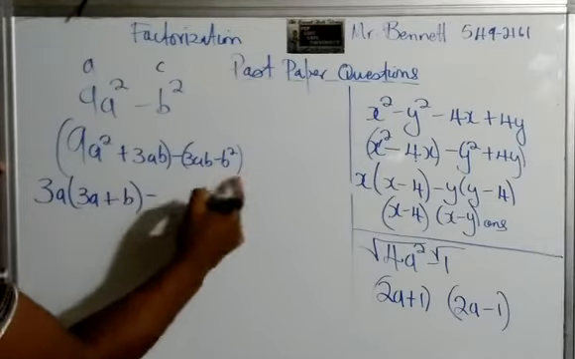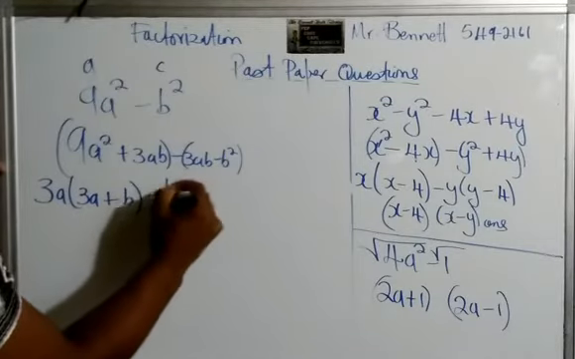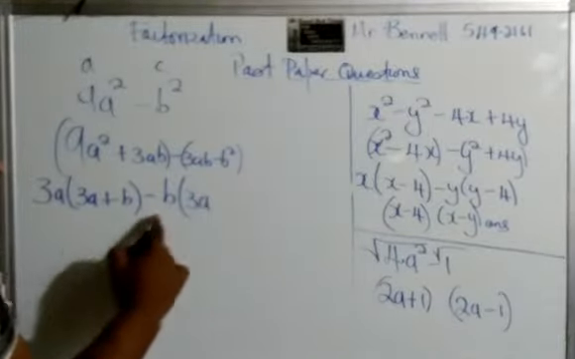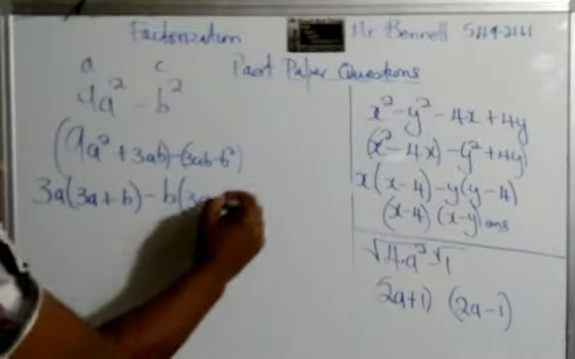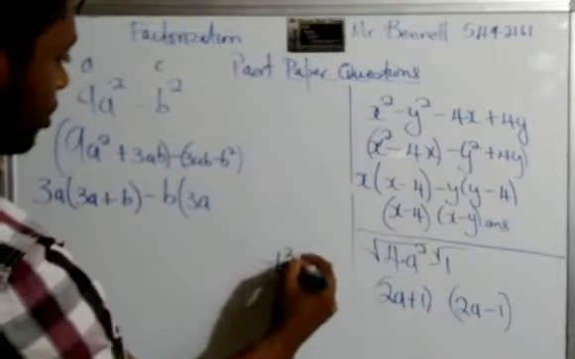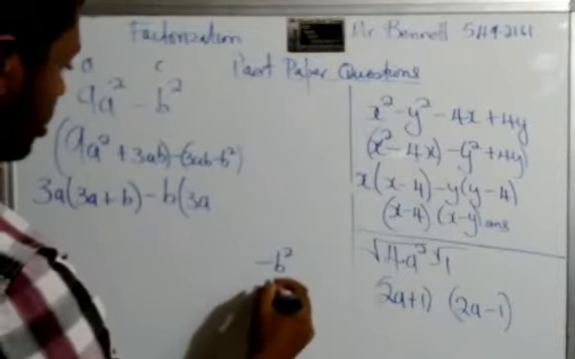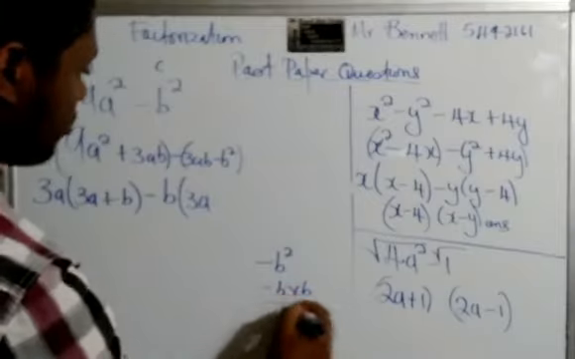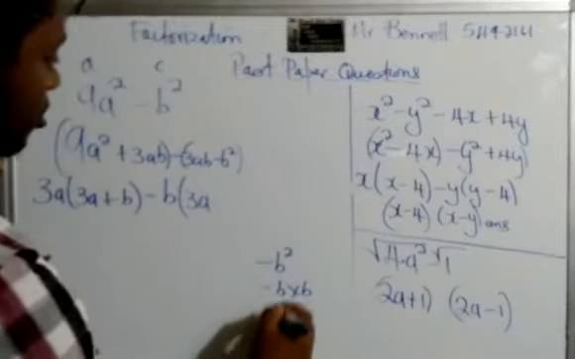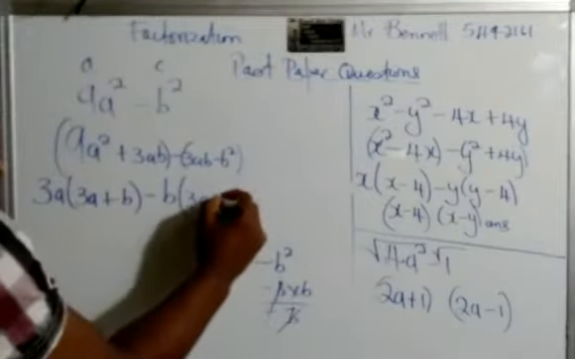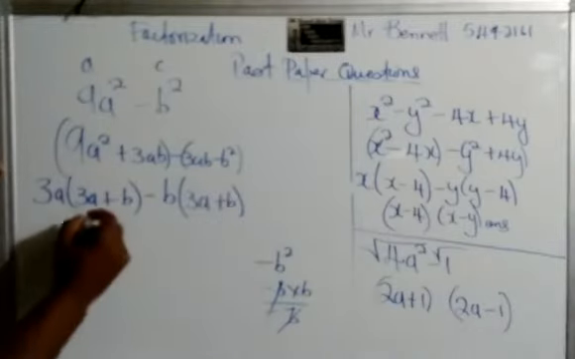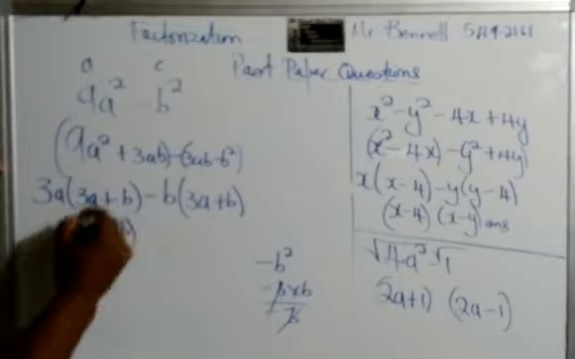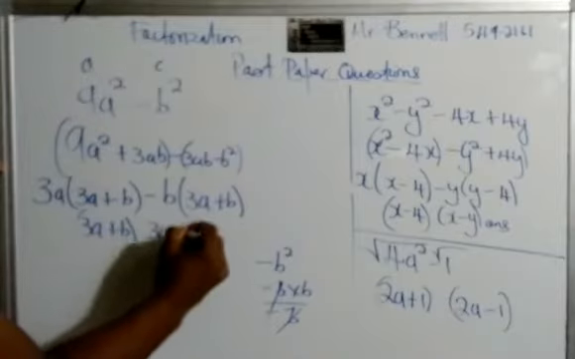Negative, what's common? Correct, b. That would leave 3a, and b into itself would be, remember you have minus b squared, so that is like minus b times b divided by a negative b. See it? That would leave plus b. So we are left with 3a plus b, and 3a minus b.